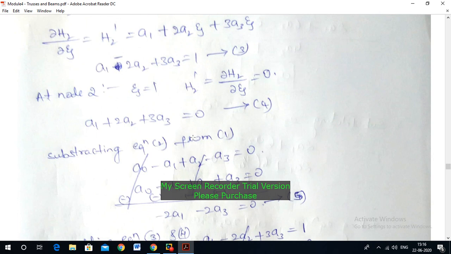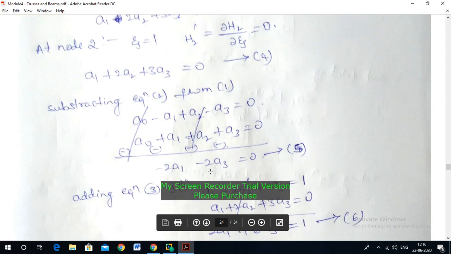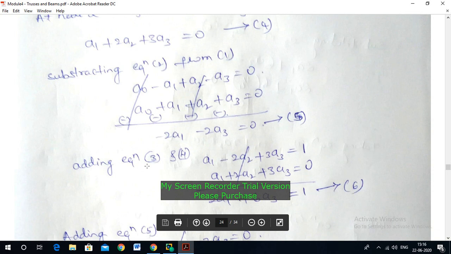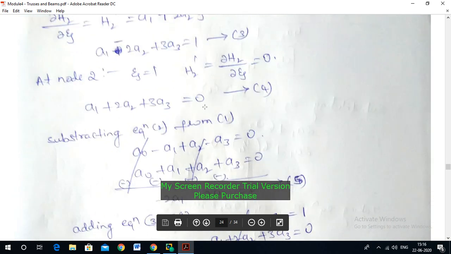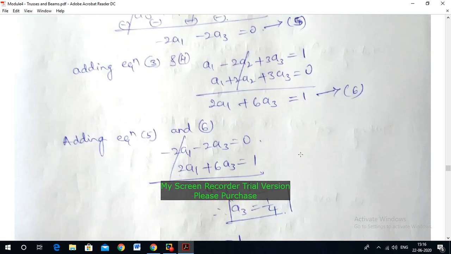Subtracting equation number 2 from 1, I will get 2a1 minus 2a3 equal to 0. I call it equation number 5. Add both equation number 3 and 4. After adding equation number 3 and 4, I will get 2a1 plus 6a3 equal to 1. I call it equation number 6. Adding equation number 5 and 6.